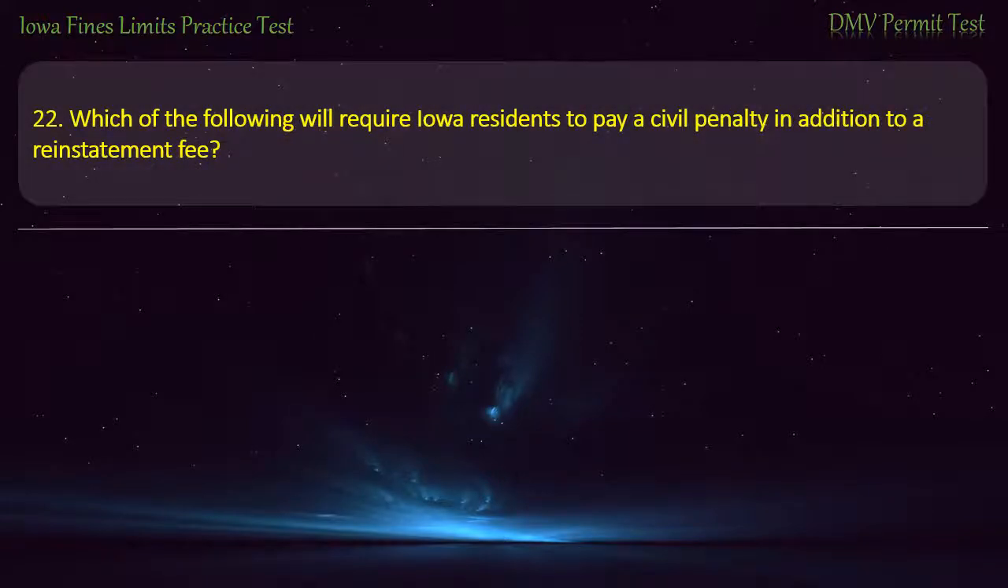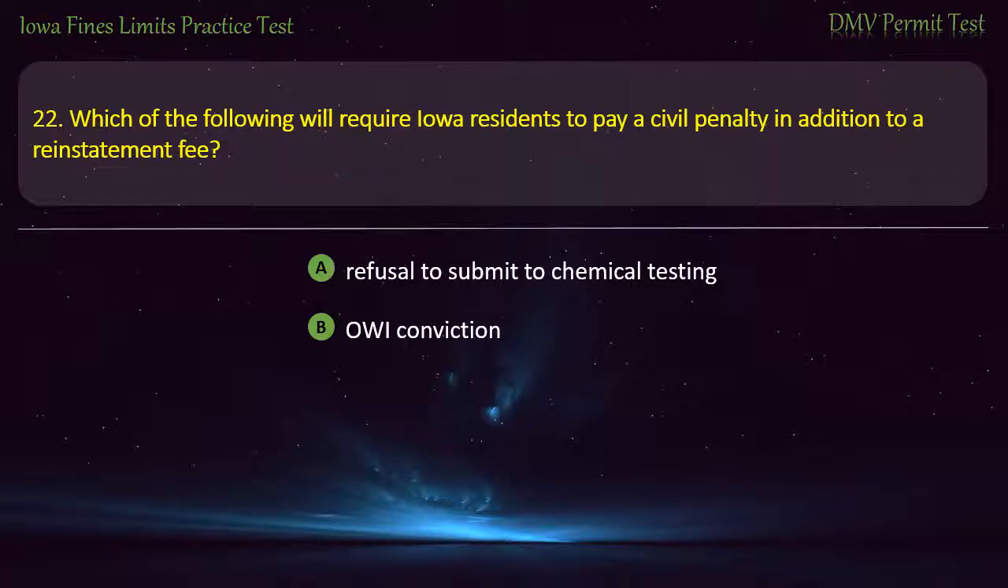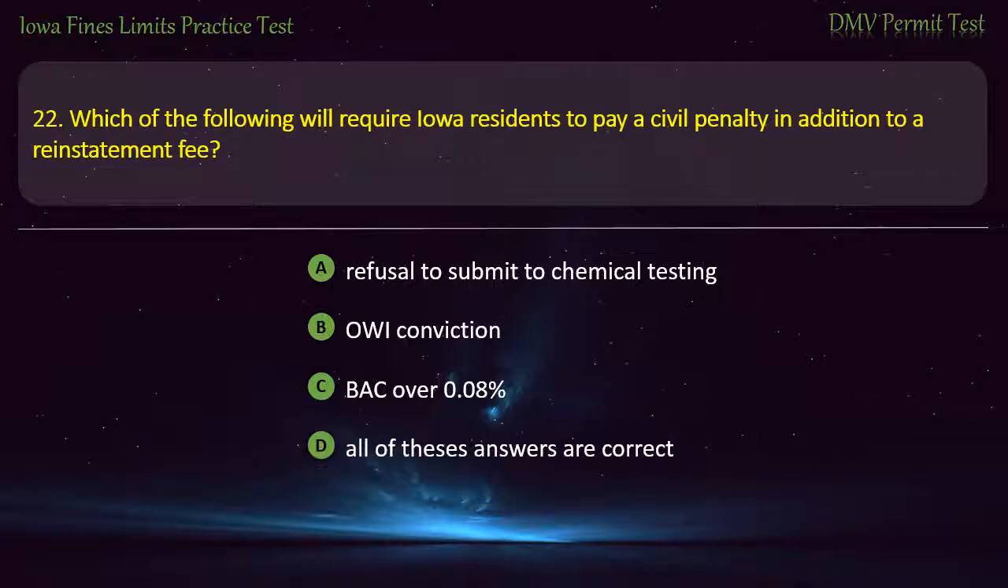Question 22. Which of the following will require Iowa residents to pay a civil penalty in addition to a reinstatement fee? Refusal to submit to chemical testing. OWI conviction. Blood alcohol over 0.08%. All of these answers are correct. Answer. All of these answers are correct.